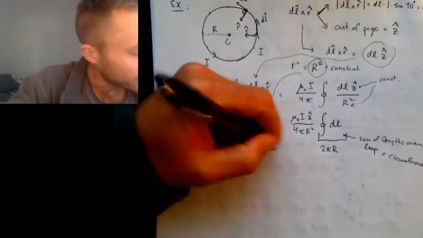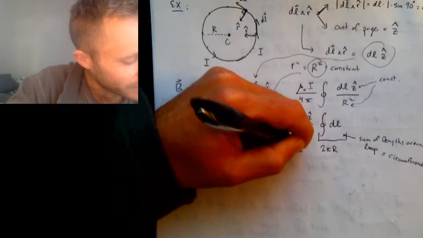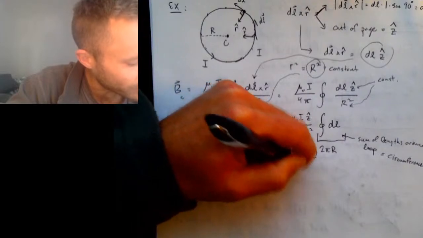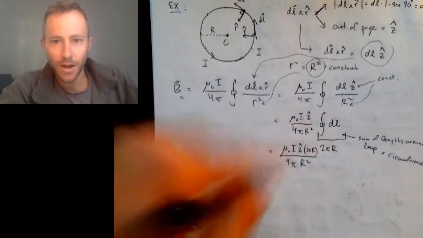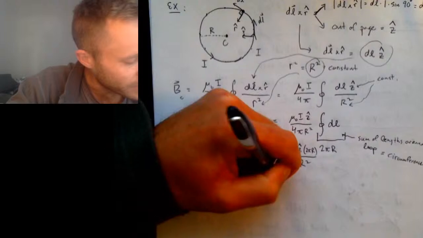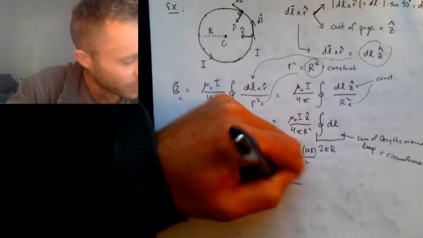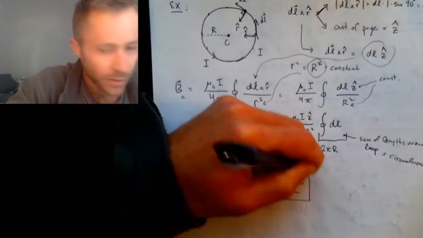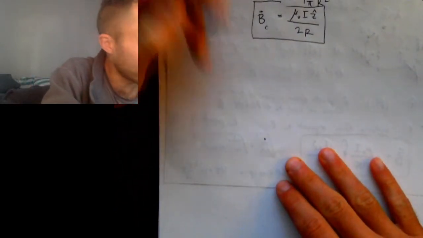All right. So we're going to get mu naught I z hat times 2 pi R over 4 pi R squared. So then canceling out factors of R and pi, we get mu naught I z hat over 2R. And that is the magnetic field at the center of the circle. Okay. What if we didn't have a full circle? Okay.